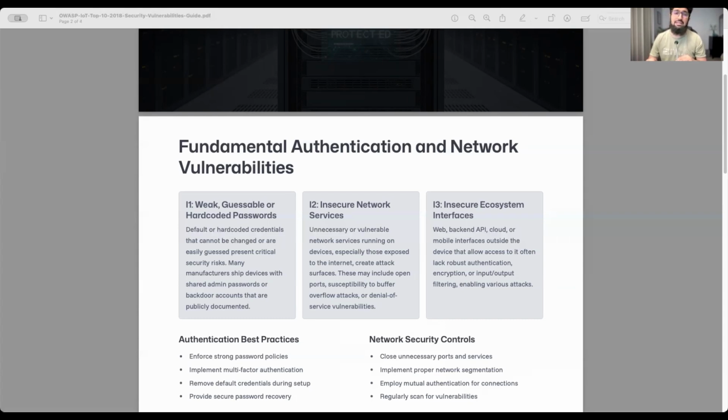The 2018 list that I'm presenting represents a significant evolution from the previous iteration. They had one list presented in 2014. It was the first IoT top 10 published, focusing primarily on consumer device security. But this updated list reflects increased IoT adoption across industry and more sophisticated attack vectors. So currently we have that list available, and that's why I'm discussing that one.